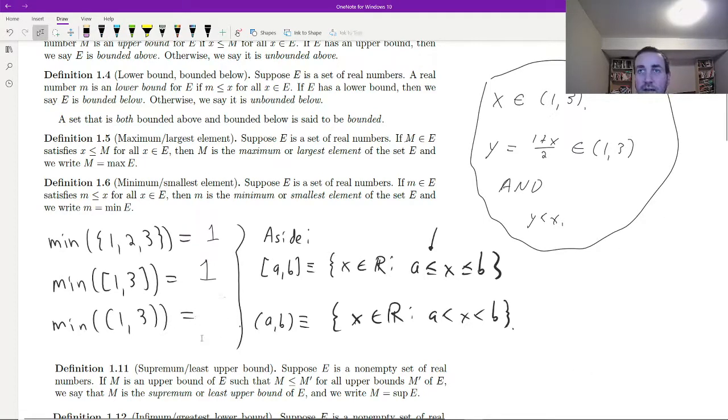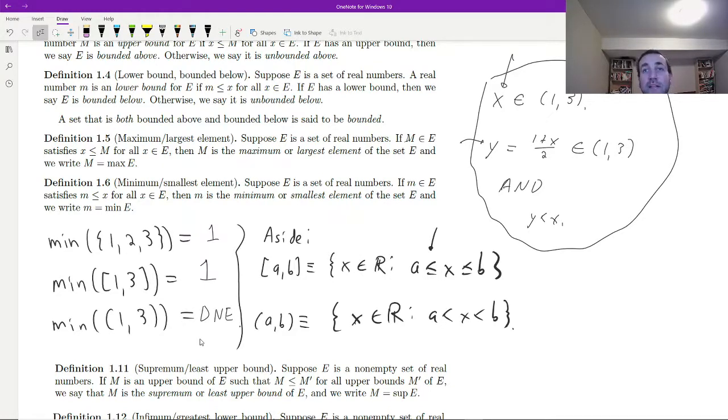To go over that again, let's assume the set does have a minimum, say X. Then there's this other element Y, which is halfway between X and 1, which is definitely still in the set, and furthermore, it's definitely less than X. And so this set doesn't have a minimum.